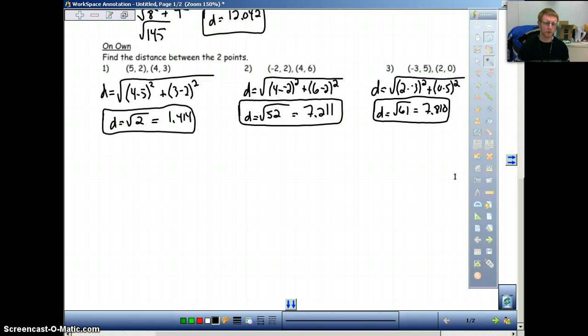So here's the solutions for each one. You'll see that I did not do every step, but you can check your answers. So this is how it should be set up. 4 minus 5 squared plus 3 minus 2 squared. You end up with the square root of 2, which is 1.414. Second one, we have 4 minus negative 2 squared plus 6 minus 2 squared. You end up with the square root of 52, which is 7.211. And then the third one, we have 2 minus a negative 3 squared plus 0 minus 5 squared. That should end up giving you the square root of 61, which is 7.810.